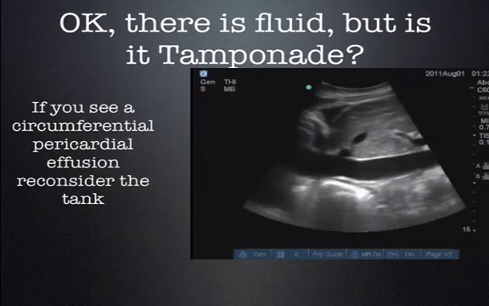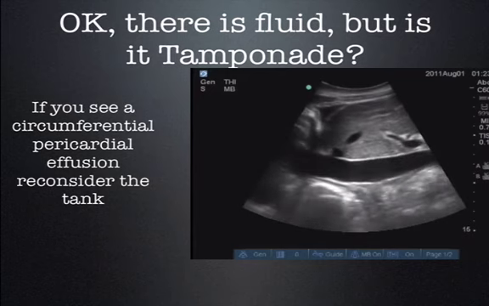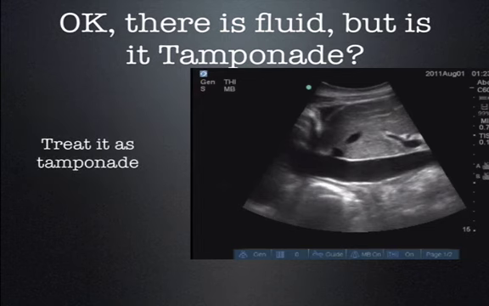Now, if on the other hand, your IVC looks like this, in comparison with the previous image, a large pericardial effusion, this is a non-collapsible, large plethoric IVC. I want you to treat this patient as if they have tamponade. This patient needs a pericardiocentesis.